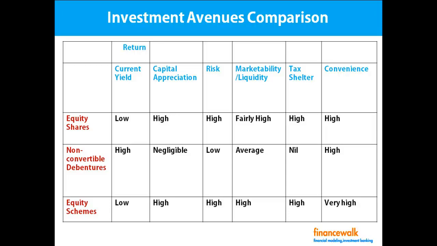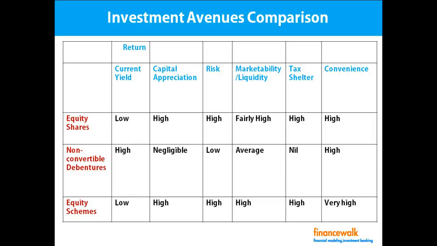Look at equity shares. Equity share has a low current yield, capital appreciation high. Since it's equity, you will definitely gain capital appreciation. Risk is quite high. Of course, marketability and liquidity is fairly high, tax shelter high, and convenience high. Non-convertible debentures, current yield is high, capital appreciation is negligible, risk is low, marketability is average, tax shelter nil, convenience again is highly convenient. Equity schemes, low current yield, high capital appreciation, high risk, high marketability, high tax shelter, and convenience is very high.